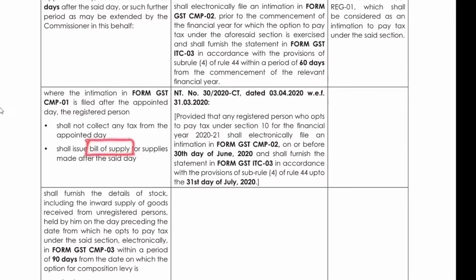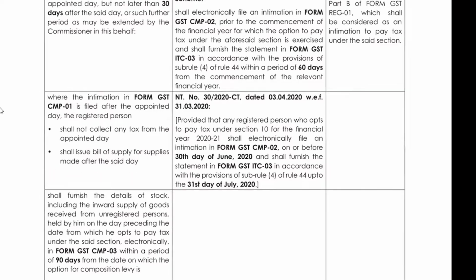And when there is a supply from seller to seller, that is known as tax invoice. But bill of supply is a kind of invoice which the seller issues to the customer or the recipient. Whenever there is a supply from one seller to another seller, it is always a tax invoice. That is not a bill of supply.